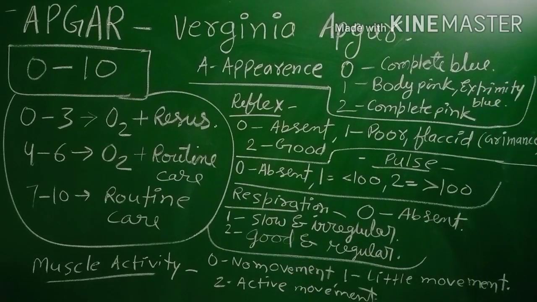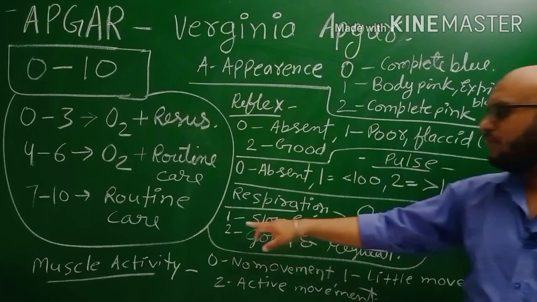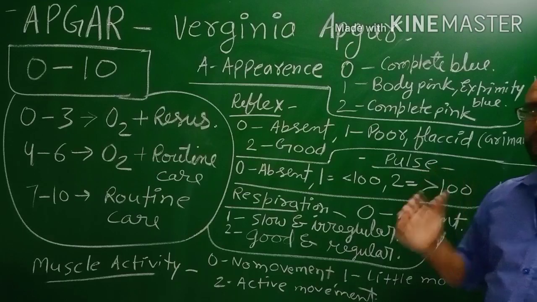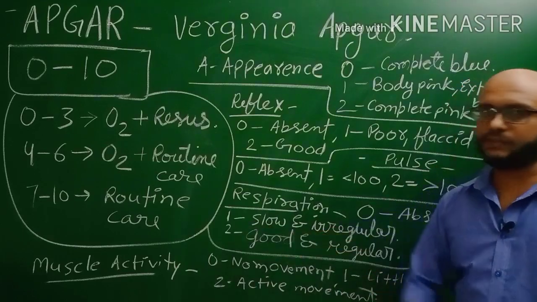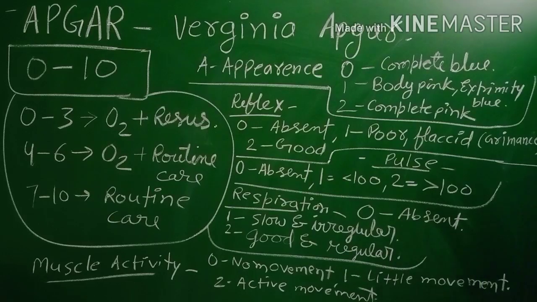And in the last, we will discuss the respiration. APGAR's R means respiration. If the respiration is absent, give 0 mark. If the respiration is slow and irregular, give 1 mark. If the respiration is good and regular, and the baby is crying, then give 2 marks. So this is all important about the APGAR scoring system. If you want to take a screenshot, you can take it for your revision purpose.